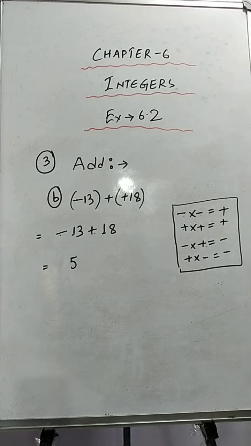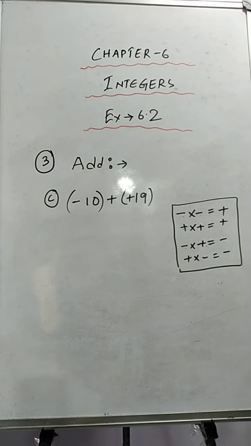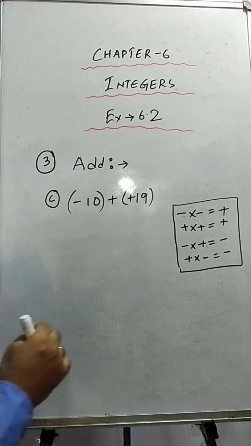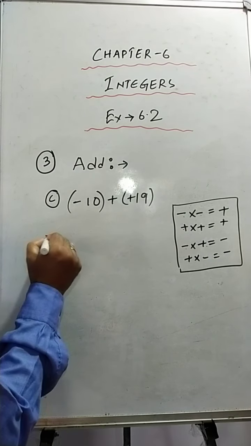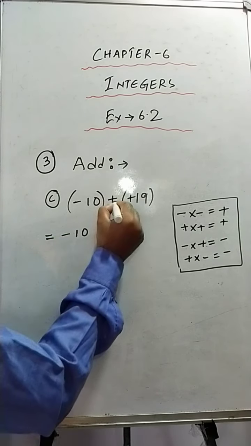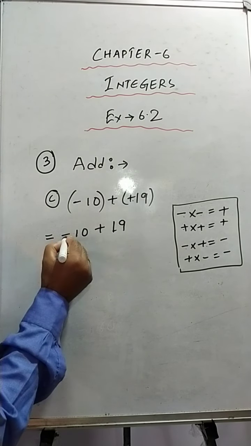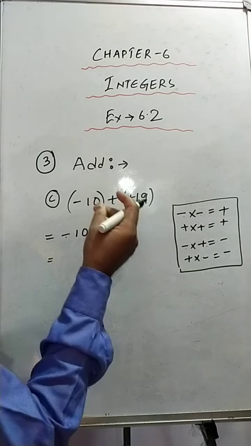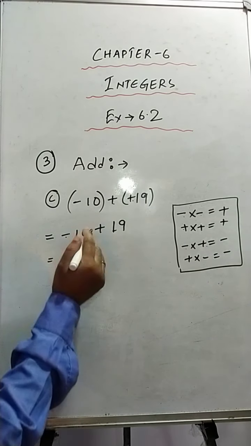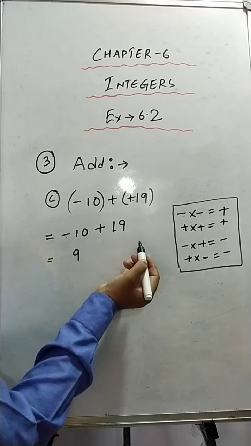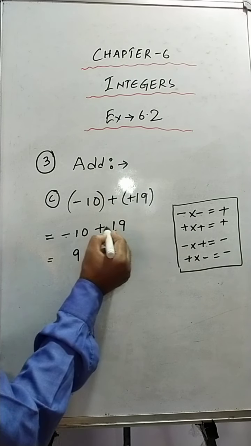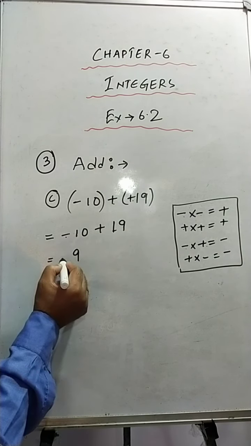Let's move on to the next sum, sum number C. It is very similar to sum number B. First of all, we'll open the bracket. Minus 10 plus plus is plus 19. Now minus plus is what? Minus. So we have to do minus. 19 minus 10 is 9. Which number is greater? 19. And it is carrying which sign? Plus sign. So it will be 9.